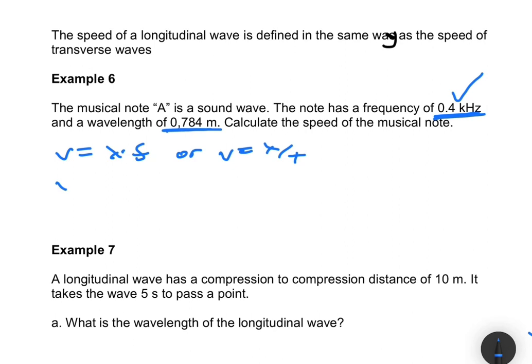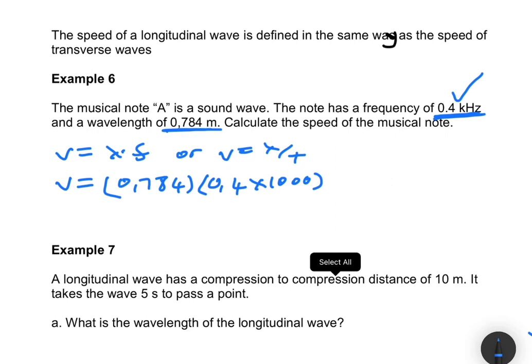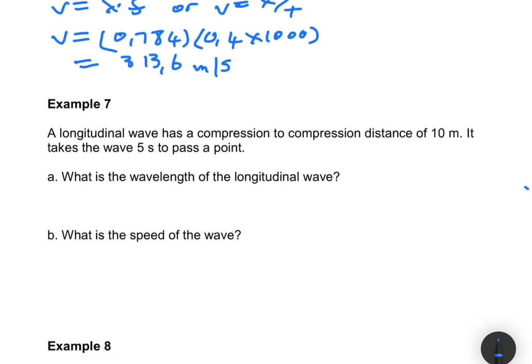So we're going to have the speed being equal to the wavelength, which is 0.784, and the frequency, which is 0.4 kilohertz. And we know that the SI unit of frequency is hertz and not kilohertz. So because of that kilo, we have to multiply by 1,000. And when you do that, you're going to get 313.6 meters per second. Let's move to example 7.